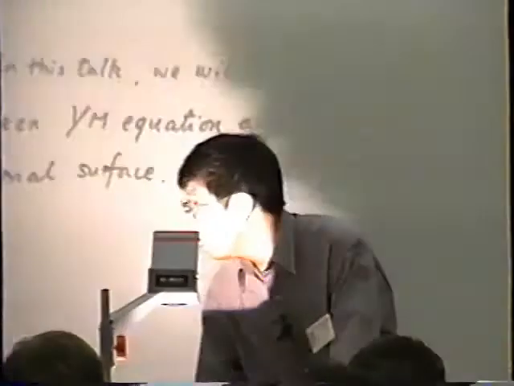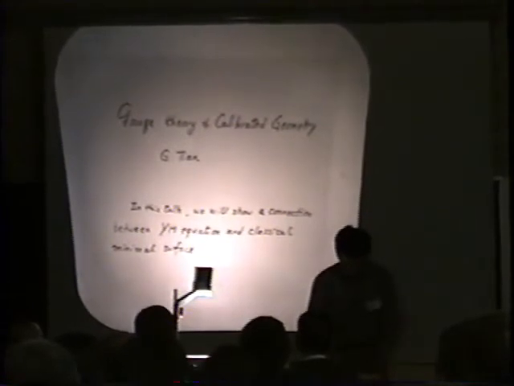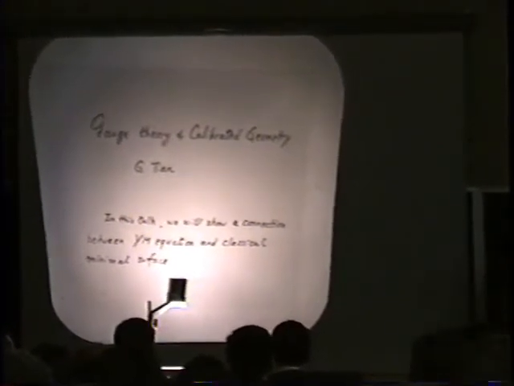So what I'm going to talk about today is to show you, I even changed the title a bit, a connection between Yang-Mills equations and the classical minimal surface, which a lot of people probably see in classical differential geometry. Many parts of this work you can trace back to a work of Jim Simons. So I think this is probably an appropriate topic to talk about today.